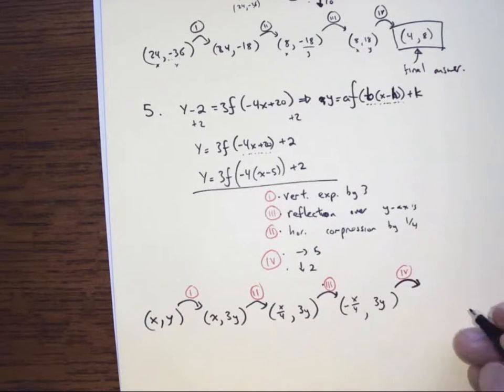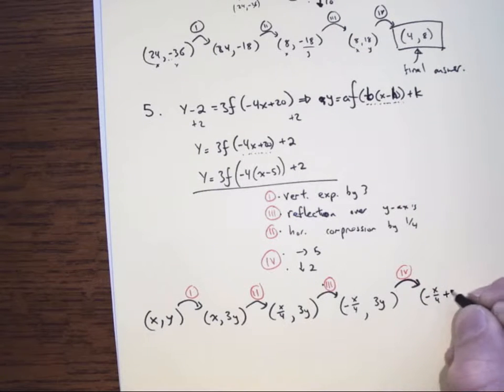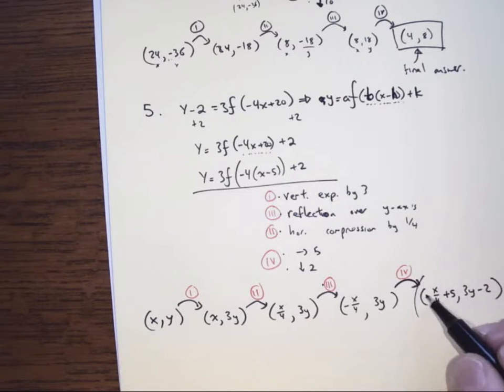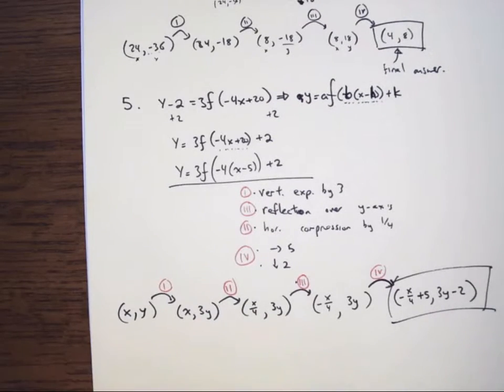And we're going to take away 2 from y. Negative x over 4 plus 5 and 3y. Take away 2. And that's our final answer.